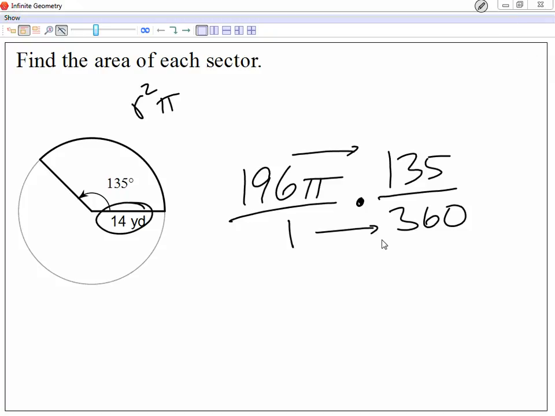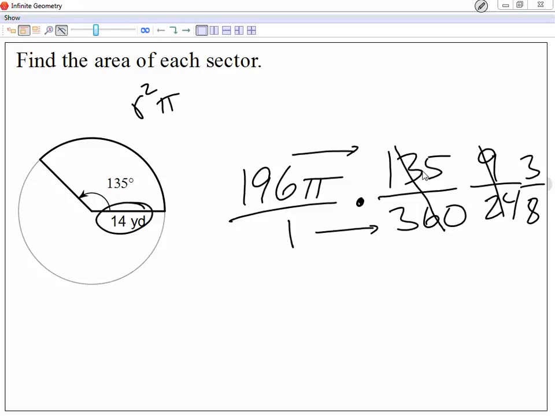But before I multiply, because those numbers are pretty big, let me simplify. 135 over 360, let me divide each by 15. 135 divided by 15 is what, 9? 360 divided by 15 is 24. 9 over 24, we can still simplify more. Divide each by 3. So I'm going to have 3 over 8.